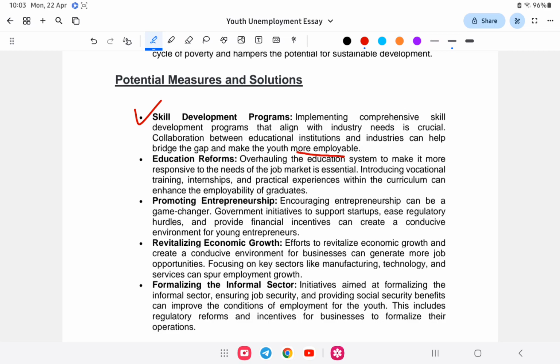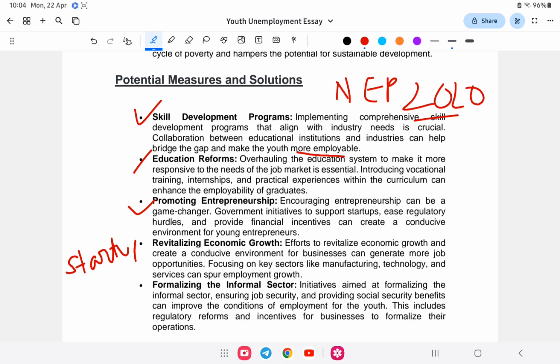Next, education reforms. We know that India introduced the New Education Policy in 2020, so this is one of the positive steps towards increasing our employment rate also. Next, promoting entrepreneurship, that is the Startup India scheme.